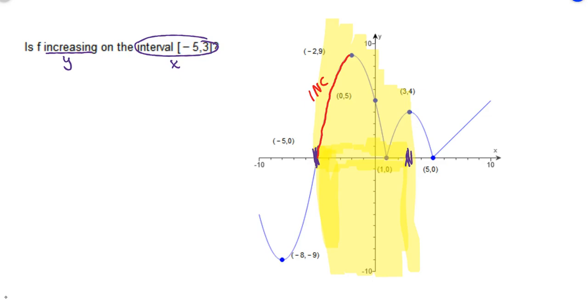And then I get to this peak, and now the y values are getting smaller or decreasing. Along this section, the y values are increasing. So there are a few sections along this interval where the y is increasing, but f is not increasing on the whole interval. So we're going to answer this question no. The function f is not increasing on the interval from -5 to 3.